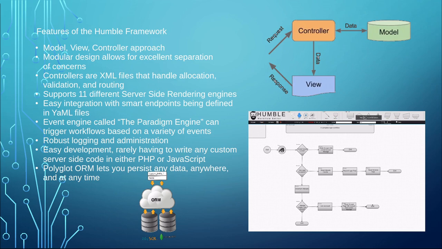And out of the box, it supports 11 different server-side rendering engines such as Smarty and Twig and Blade, Tiny but Strong, Latte, Mustache, etc. So in your project you can use just one server-side rendering engine, or you can use multiple. I tend to go between Smarty and Twig quite often. I'm leaning more towards Twig these days.